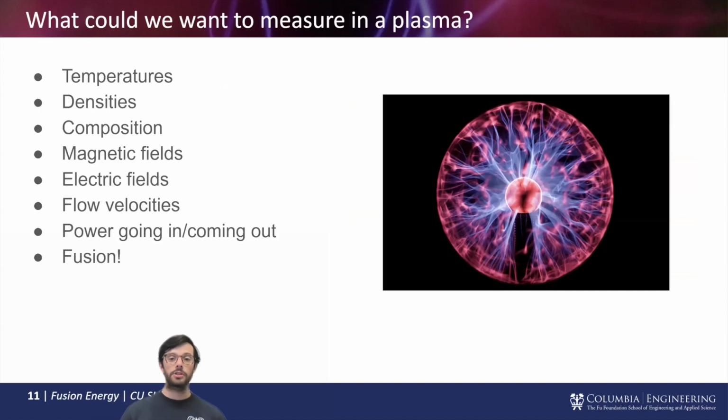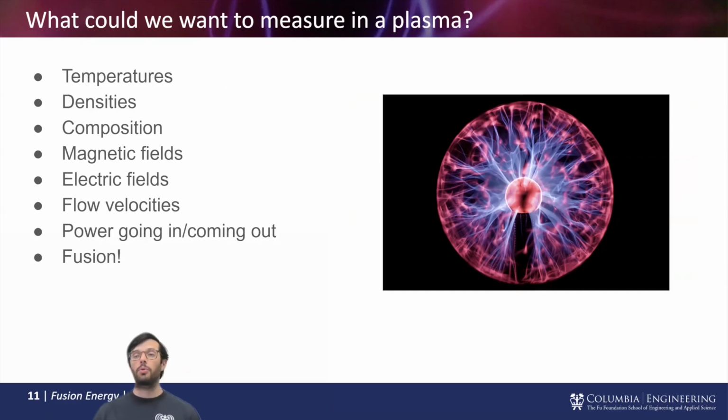Actually similar. So temperatures, which, as you remember, is a measure of average energy of our plasma. Densities, how much stuff do we have in a certain volume? Composition, so that's like what kinds of gases. In the picture on the right, the plasma ball, there's probably like 5 or 6 different species of gases, argon and xenon and stuff like that.